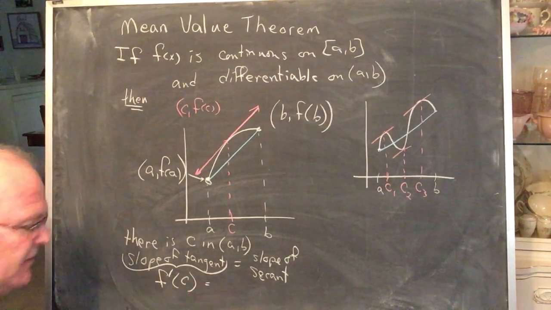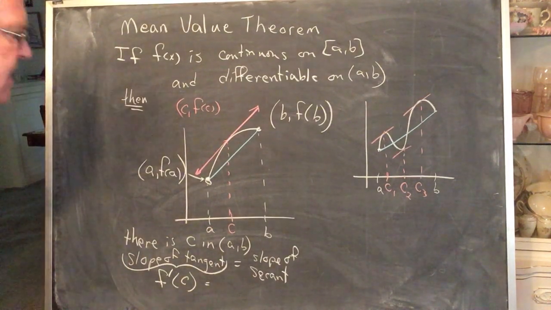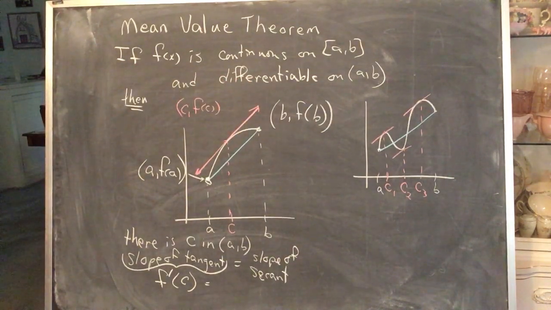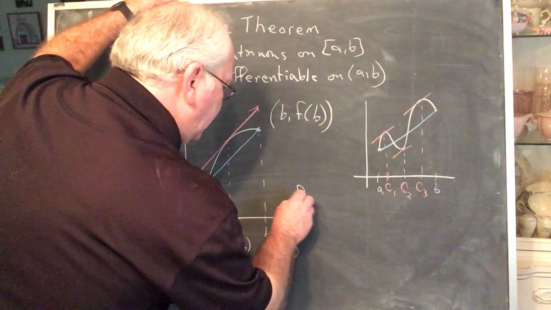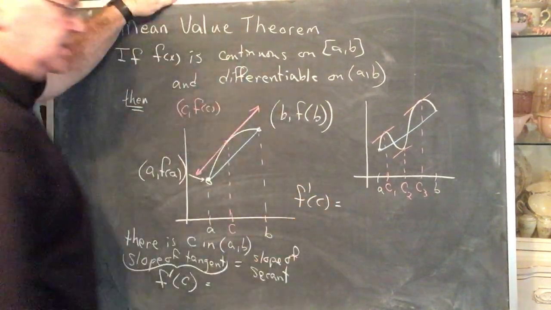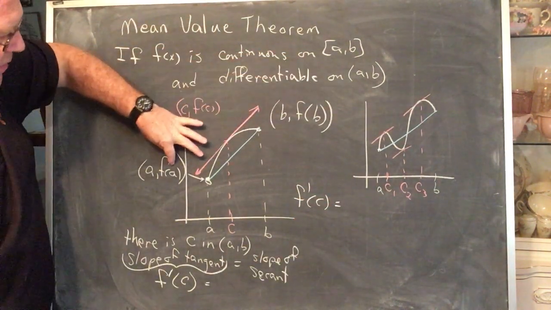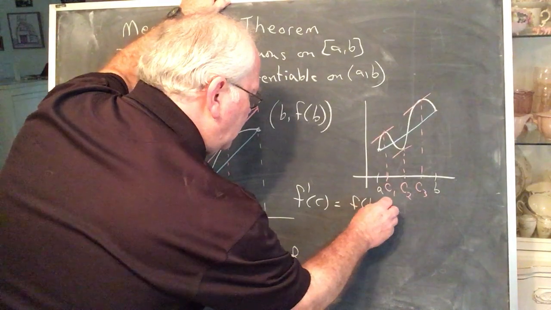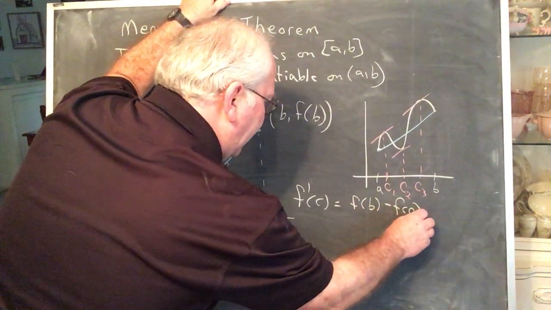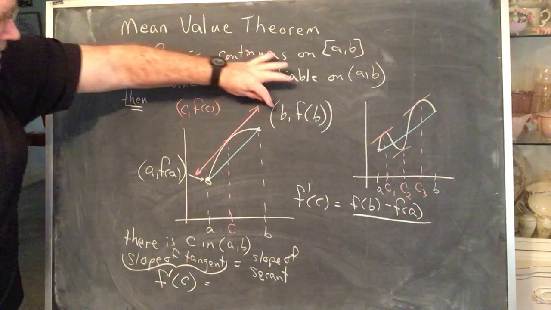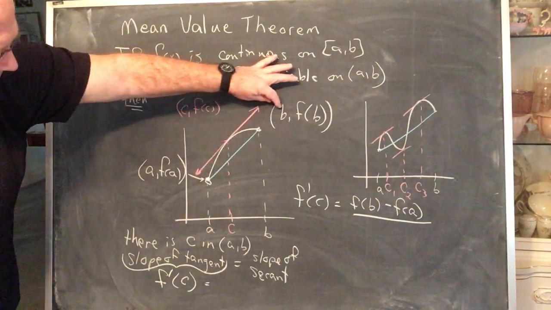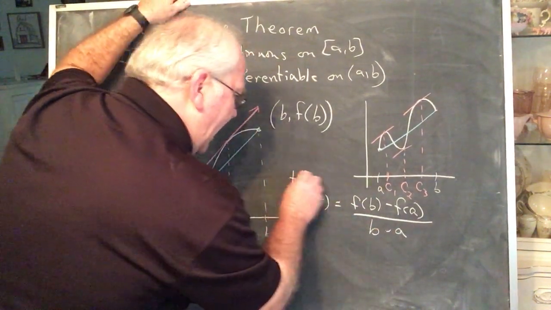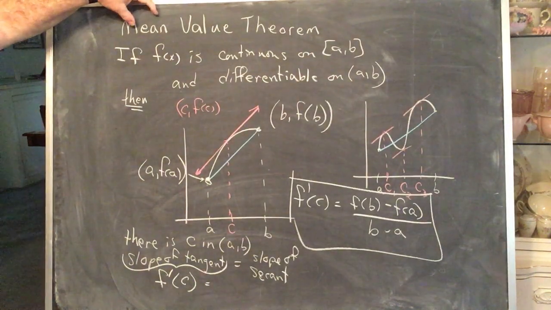And we know how to write the slope of the secant line because the slope of the secant is given by the change in y divided by the change in x. And so I'm going to write this over here. f prime of c is equal to, I need the change in the y coordinates from here to here. That's f of b minus f of a, divided by the change in the x coordinates from here to here. That's b minus a. And that is the conclusion of the mean value theorem.